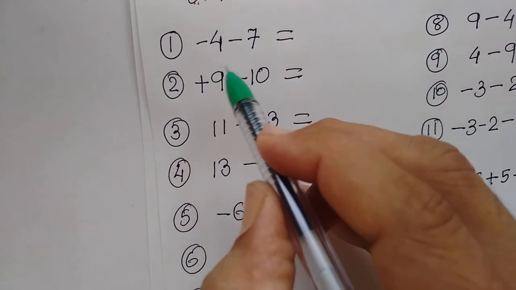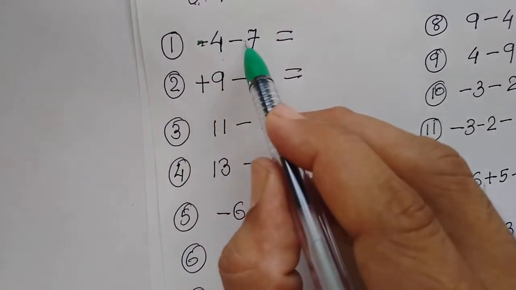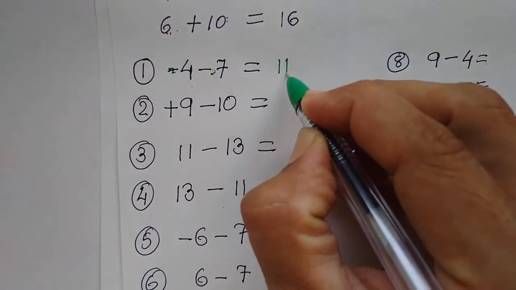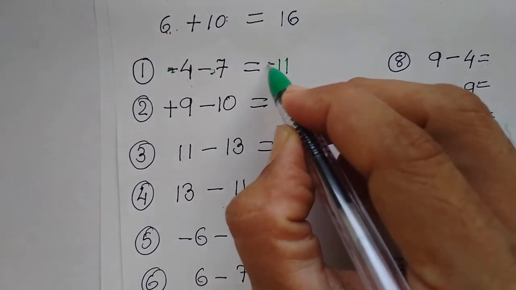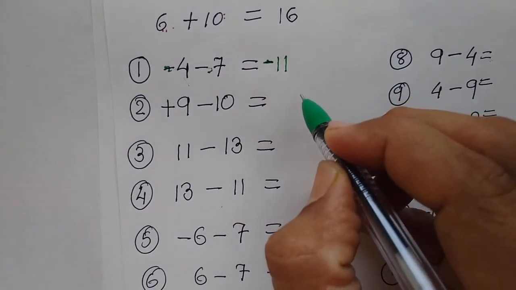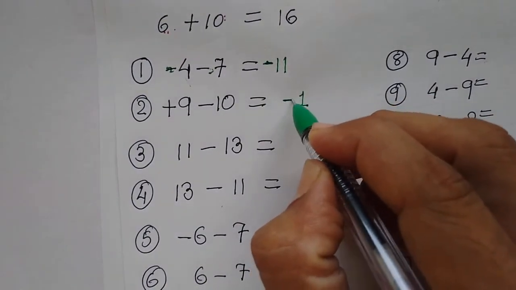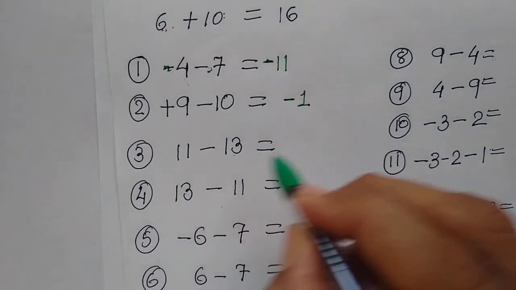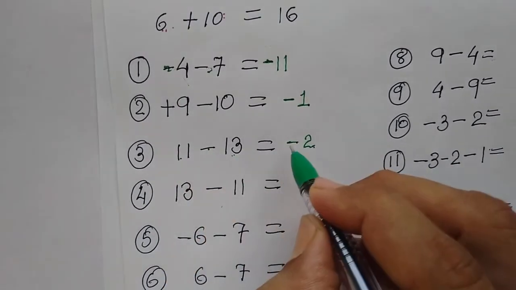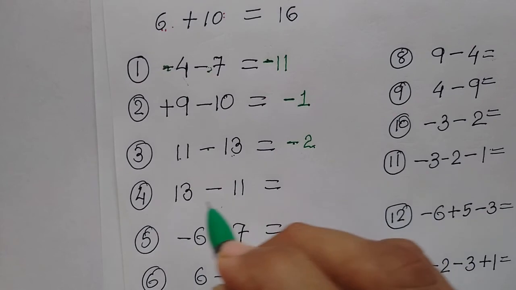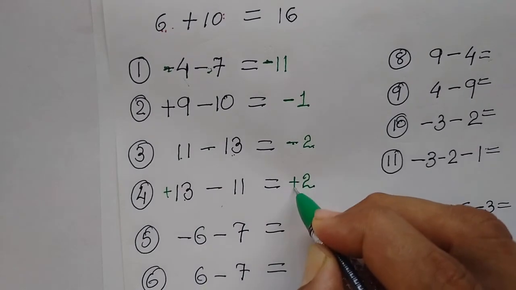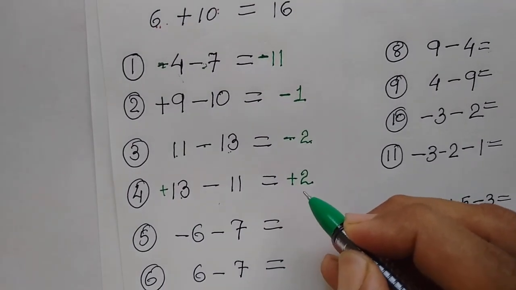Now children, here the rule I am speaking: same sign, what would be there? Addition, so 11 will be there. Bigger number sign, 7 is bigger, so minus 11. Opposite sign, do subtraction, so 10 minus 9, 1. Bigger number sign, minus 1. Children, speak this way. Opposite sign, do subtraction, so 13 minus 11, 2. Bigger number sign, minus sign. 13 minus 11, opposite sign, 2. Bigger number sign, plus sign. Right, plus 2. Children, no need to write plus, but for understanding purpose.